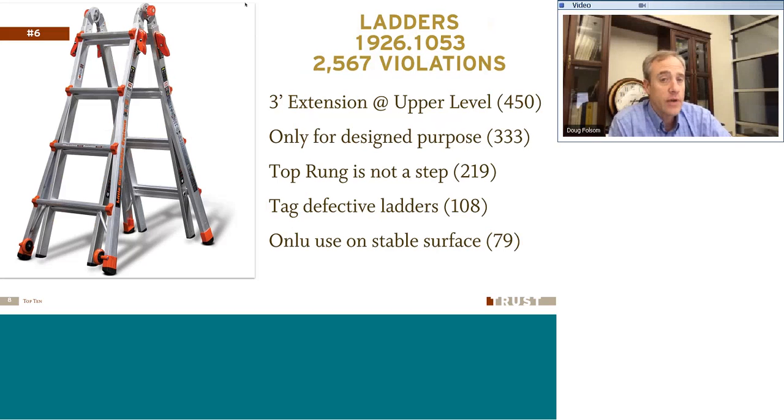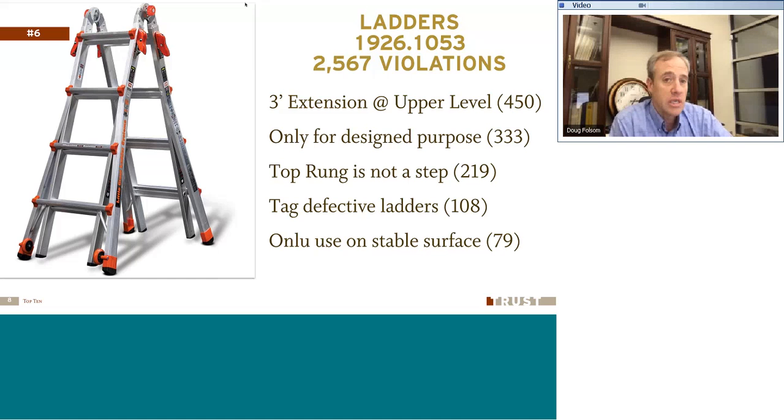About 2,500 violations here. On this one, we're looking at the most common one when you're using an extension ladder that goes up above a surface where you're exiting the ladder: you need to have that 3-foot extension extending above the top of the level where you're exiting the ladder.